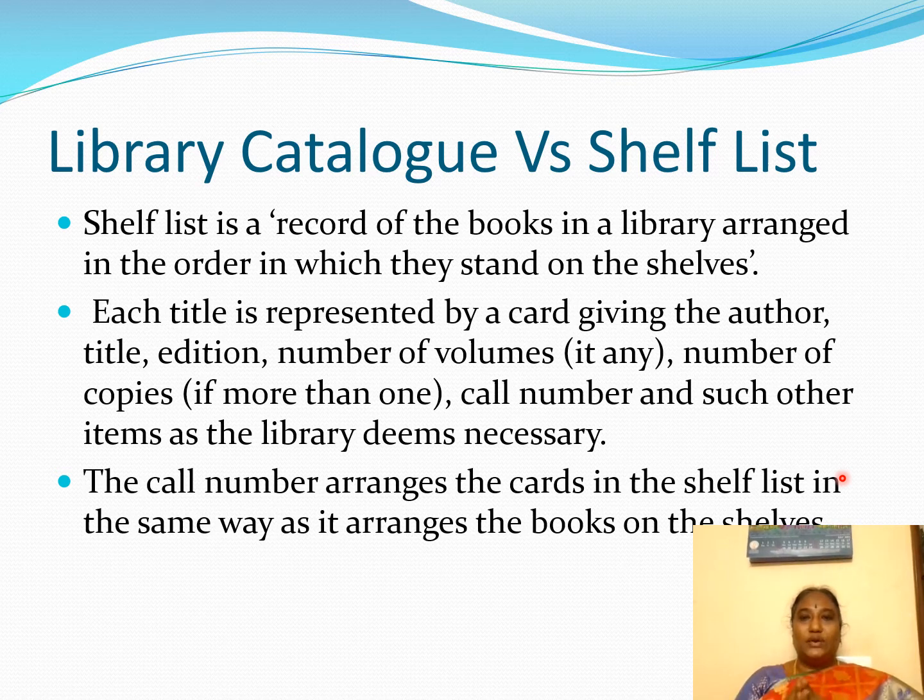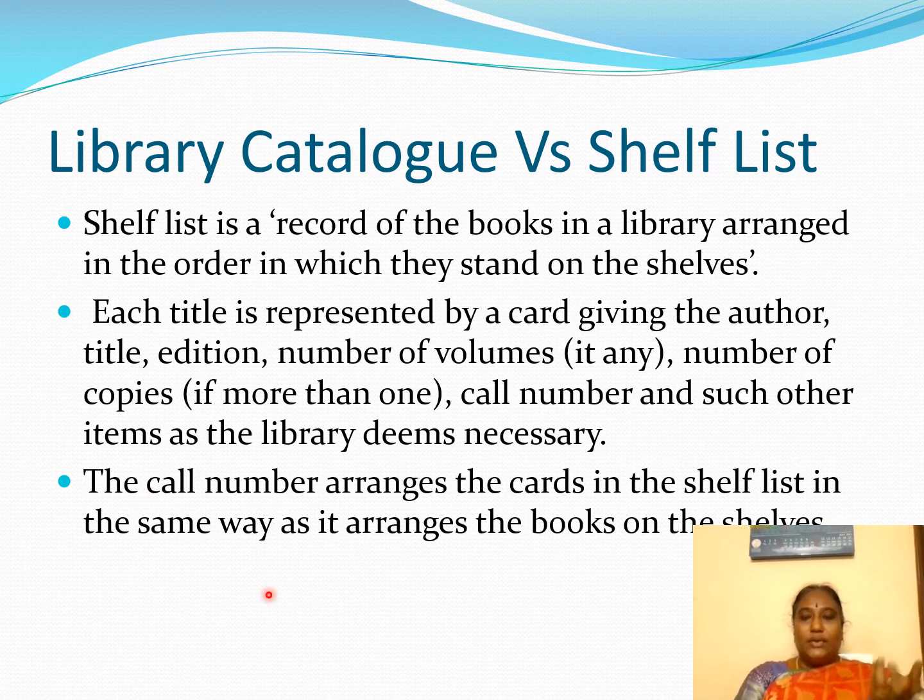The shelf list is represented by a card giving the author, title, edition, number of volumes. So all the complete bibliographical details of a book we can see in the library shelf list. And the call number arranges the cards in the shelf list in the same way as it arranges the books on the shelves.